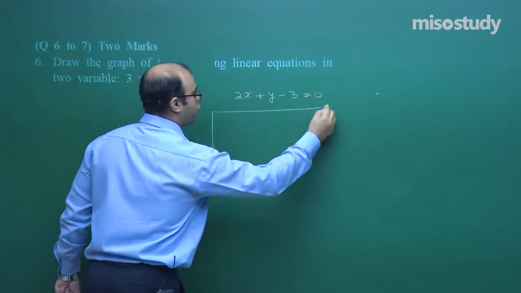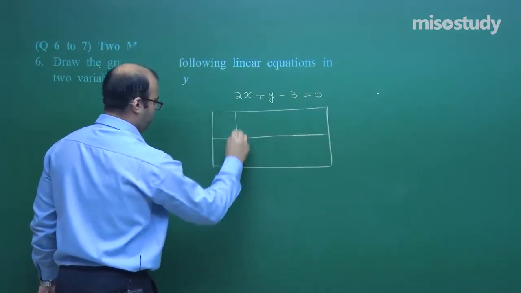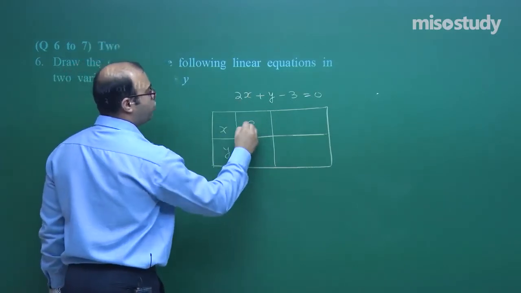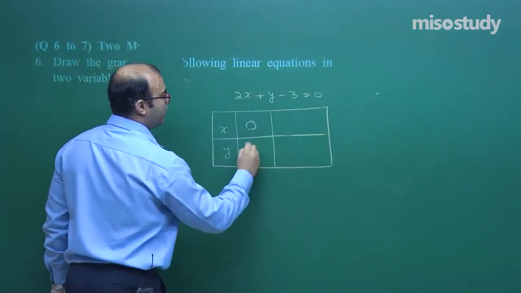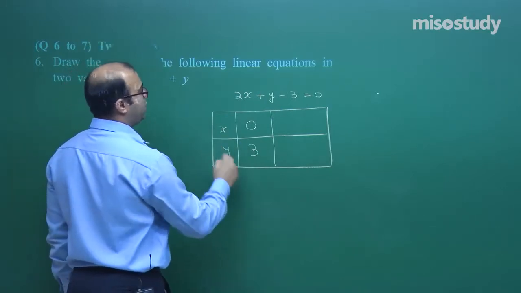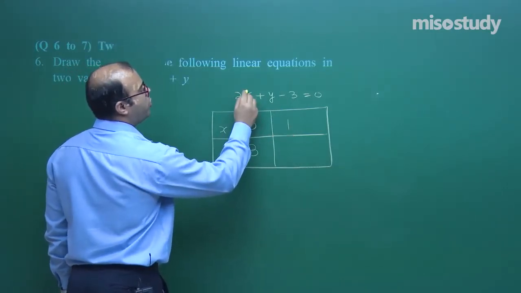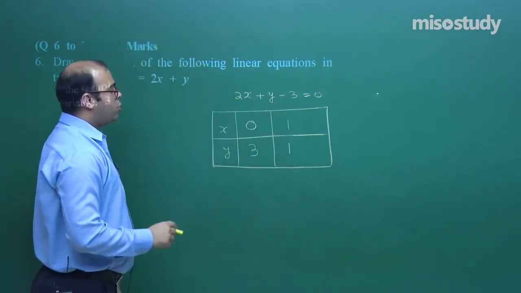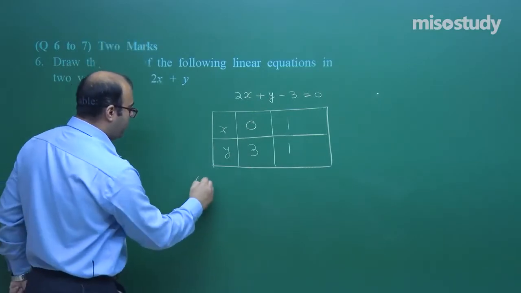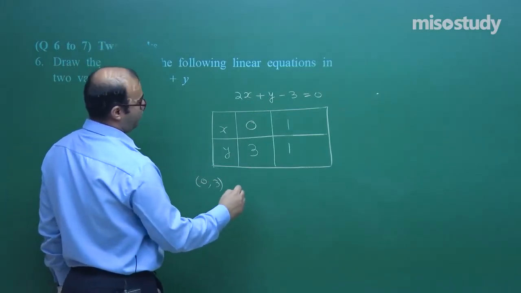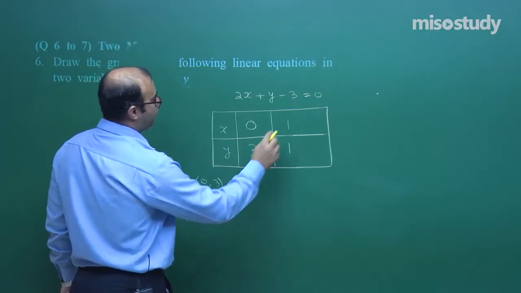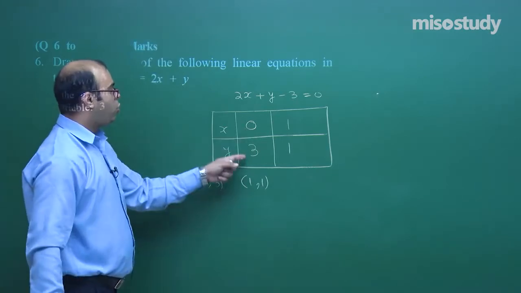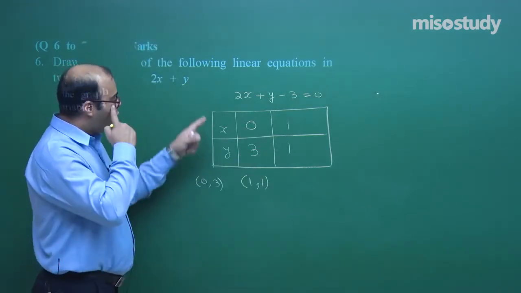Again, first step is to draw a box. In this box, we want to take 2 solutions. That is enough. So, if we take x is equal to 0, y will become 3. And if I take x is equal to 1, suppose, this will become 2 into 1, 2. 2 minus 3 is minus 1, so y is equal to 1. So, we get a point 0, 3 and another point 1, 1. Okay, students? So, the points 0, 3 and 1, 1 lie on this line.